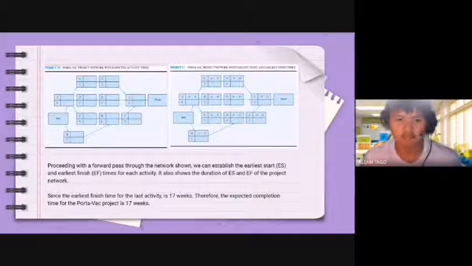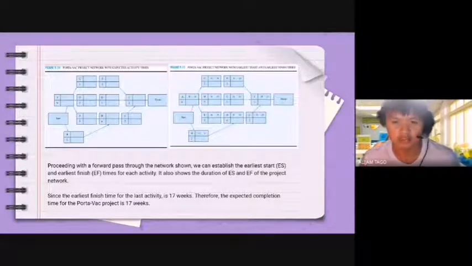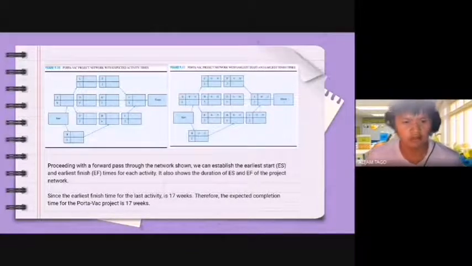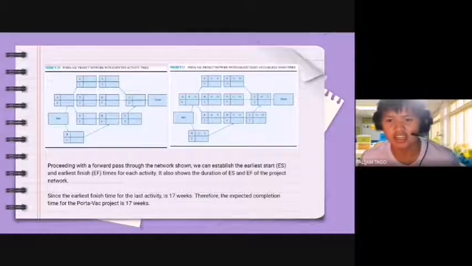Now, proceeding with the forward pass through the network shown in Figure 9.10, we can establish the earliest start and earliest finish times for each activity, which can also be seen in Figure 9.11. It also shows the duration of the ES and EF of the project network. The duration means the time between its earliest start and earliest finish. Since the earliest finish time for the last activity is 17 weeks, as shown in Figure 9.11, the expected completion time for the Portavac project is 17 weeks.